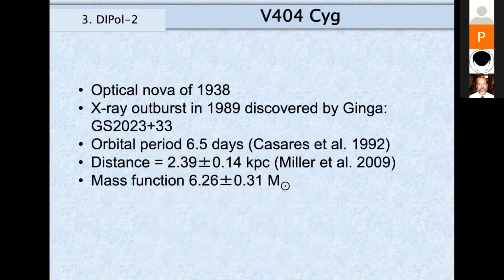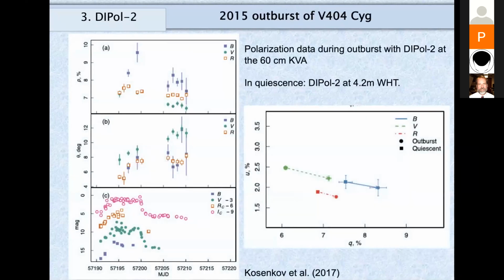We start from V404 Cygni, which is one of the famous black hole transients. It was discovered a long time ago as an optical nova, and it went into outburst and was seen with X-ray instruments more than 30 years ago. Recently, in 2015, it went into another outburst. It was a very bright X-ray source, and people observed it from radio to gamma rays. Everybody observed the source as much as they could, but the outburst was quite short.